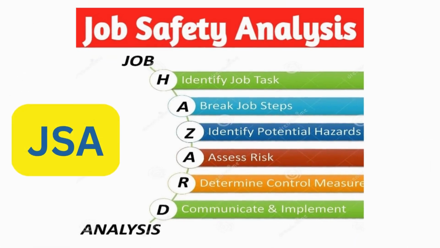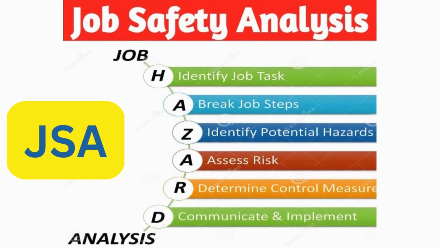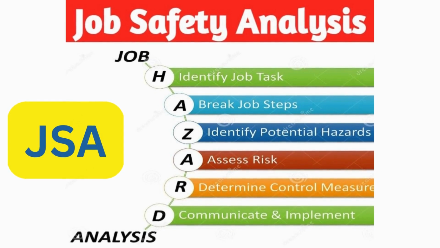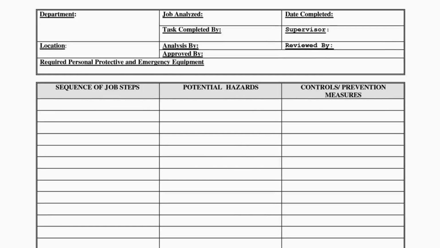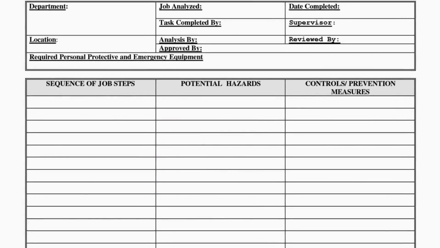Let's now focus on Job Safety Analysis, JSA, a technique that helps break down job tasks step by step to identify potential hazards. Start by listing all tasks involved in a specific job or activity. This includes both major tasks and any subtasks. For each task, break it down into individual steps, detailing the actions and tools required. For each step, identify potential hazards such as chemical exposure, moving machinery, or ergonomic risks.